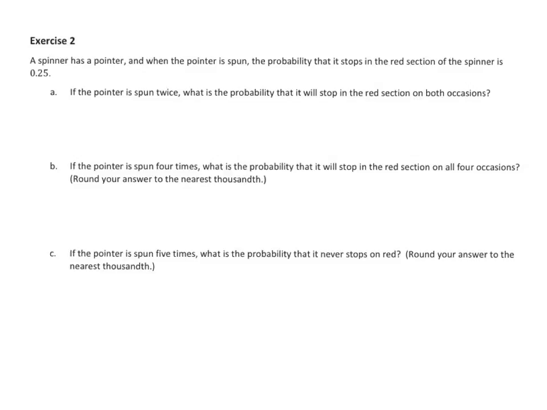Exercise 2. A spinner has a pointer, and when the pointer is spun, the probability that it stops in a red section is 0.25. If the pointer is spun twice, what is the probability that it will stop in the red section on both occasions? So, what type of question are they asking me? I want to stop on red the first time, and I want to stop on red the second time. Do you see how they didn't say "and"? You have to interpret that from the question. I want red on the first one and red on the second one.